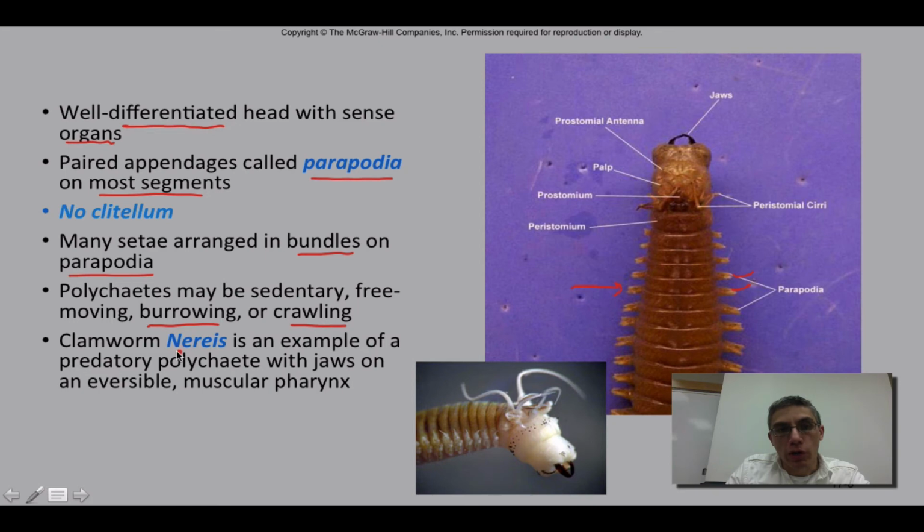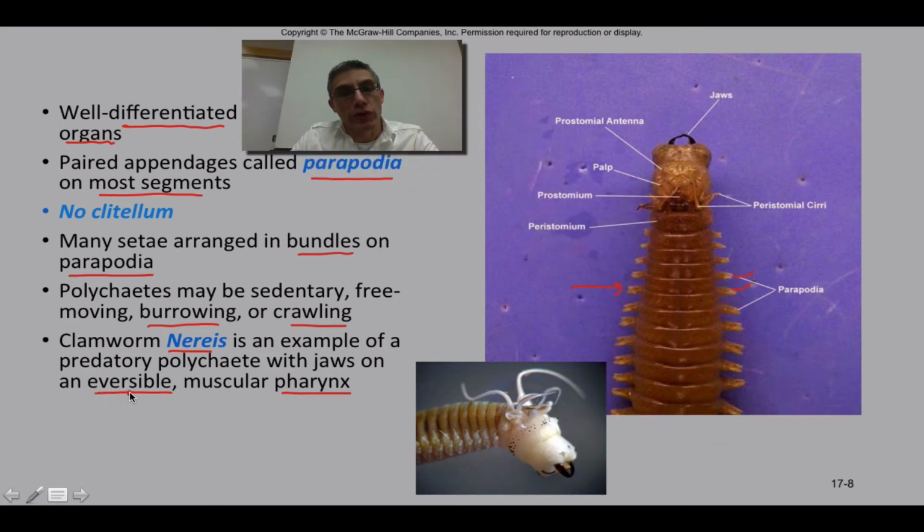Now, the clamworm, also known as Nereis, is a good example of a predatory polychaete, and they have jaws that are found within a muscular pharynx. Now, it says the jaws on these animals are eversible, and what that means basically is this. If you look down here towards the bottom, you can see a good example of the jaws that you would find in Nereis. And this right here is going to be the pharynx of the animal.